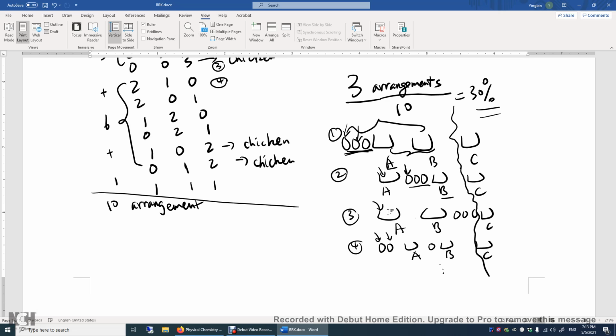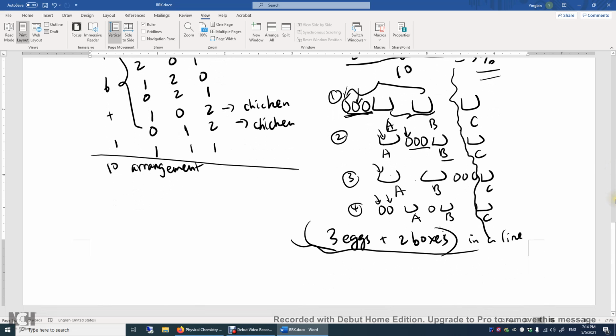Position 2, egg. So what I'm saying is you are really looking at the permutations of 3 eggs and 2 boxes. All right, so 3 eggs and 2 boxes. You're just putting them in a line. And then we can calculate the number of permutations. All right, 3 eggs and 2 boxes in a line.